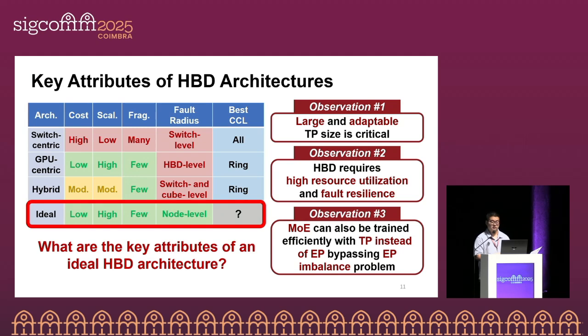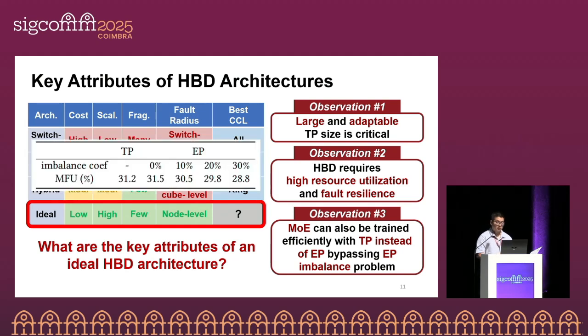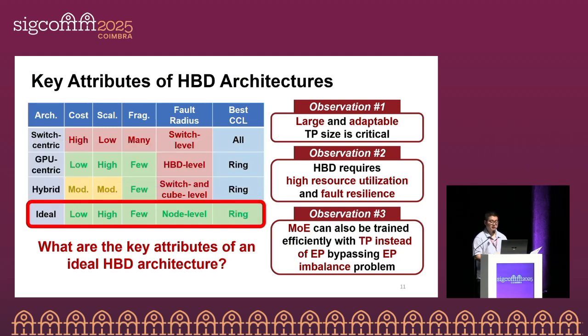Third, under these constraints, it's hard for HBD to support all collective communications perfectly. But here is the key. MoE can also be trained efficiently with TP instead of EP. As shown in the table, TP training avoids the EP imbalance problem, achieving equal or even better MFU than EP. This means that HBD needs to only support TP reduce efficiently, which greatly simplifies the design and makes an ideal HBD possible.